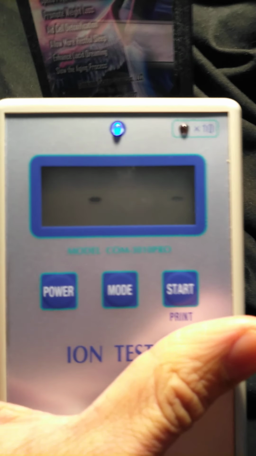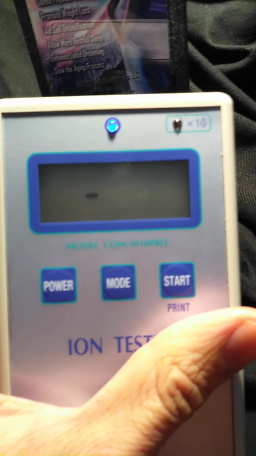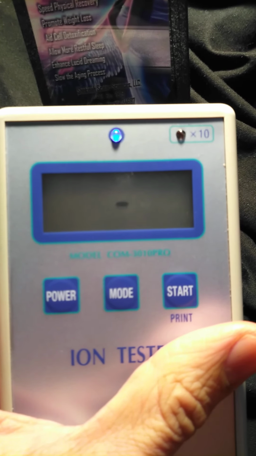Now look at the light. It's flickering significantly faster. It's actually going out of control. You could hear it too. You could hear it clicking.